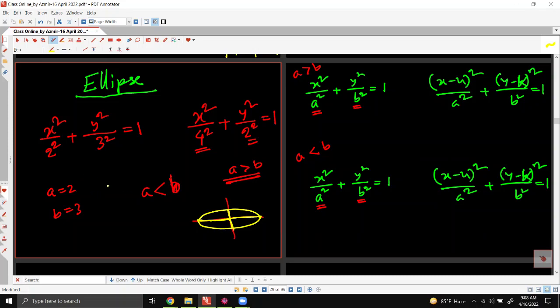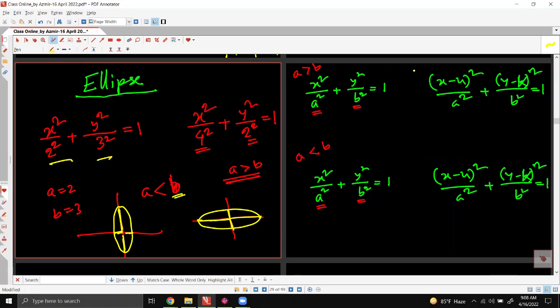And if we have a less than b, then the graph of the ellipse will be of this shape. Since b is greater than a, this is b, this is b, and this is a, this is a. So these are the differences that we have in ellipse.